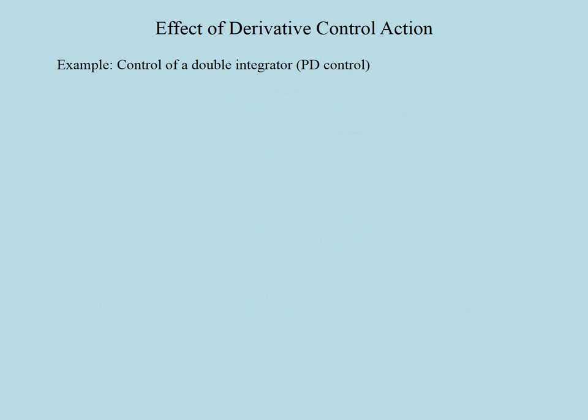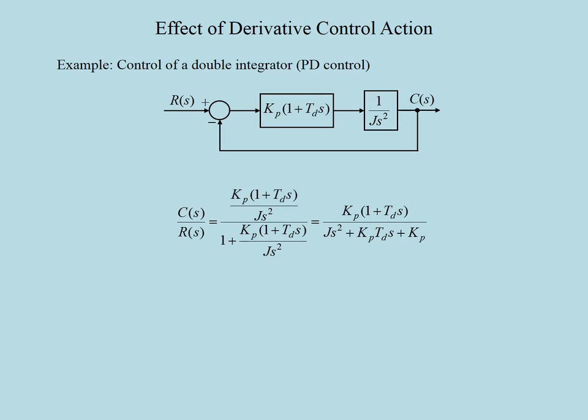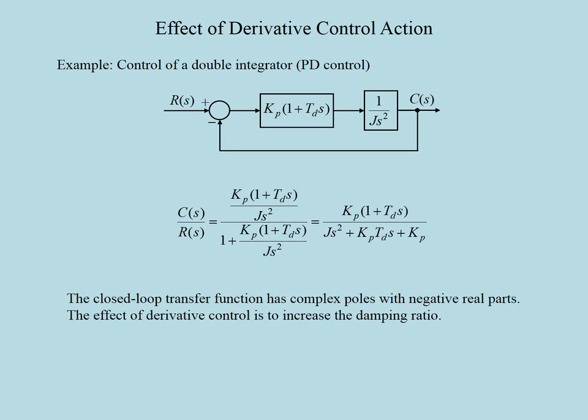Next, add derivative control action to the controller. The controller transfer function becomes Kp times (1 + Td s). Obtaining the closed-loop transfer function, we observe that the denominator is still a second-order polynomial, but since the parameters J, Kp, Td are all positive, the closed-loop transfer function has complex poles with negative real parts. That is, the effect of derivative control is to increase the damping ratio.